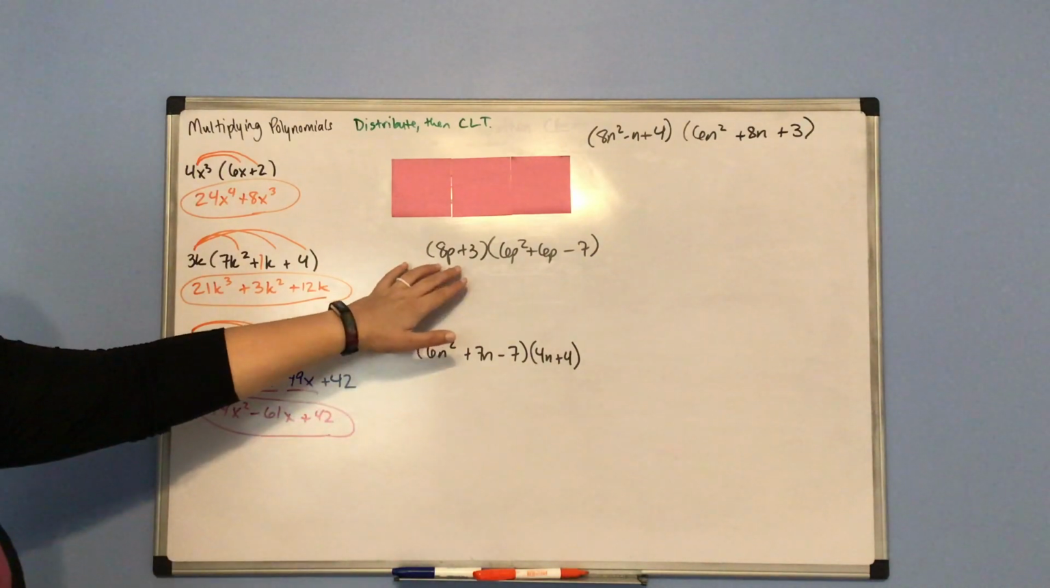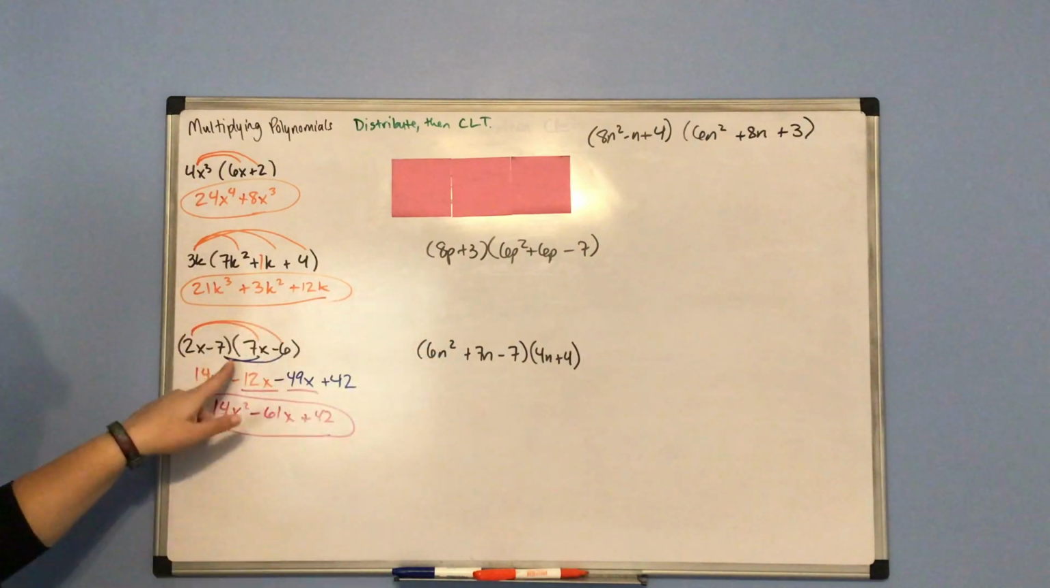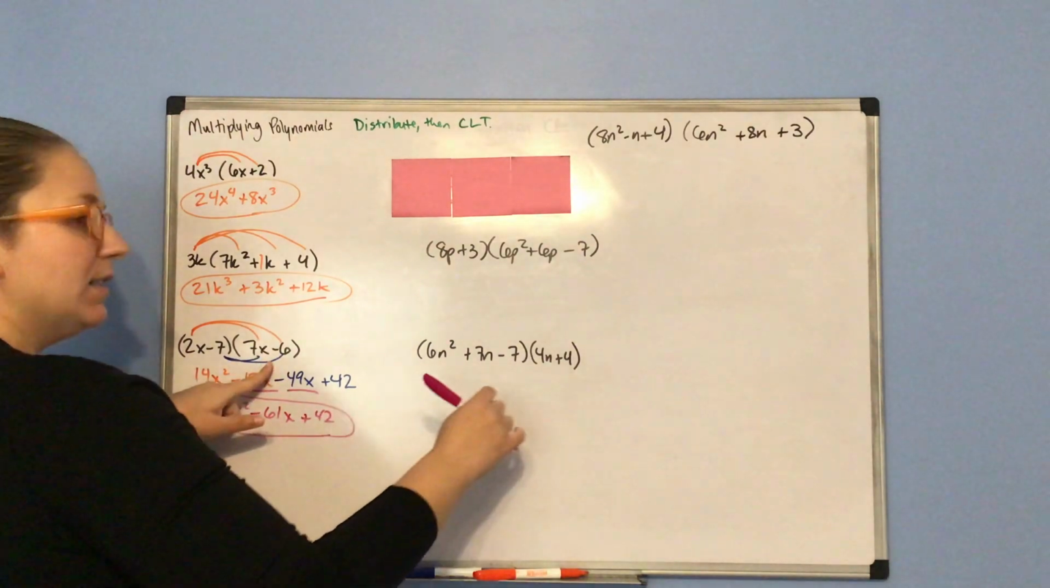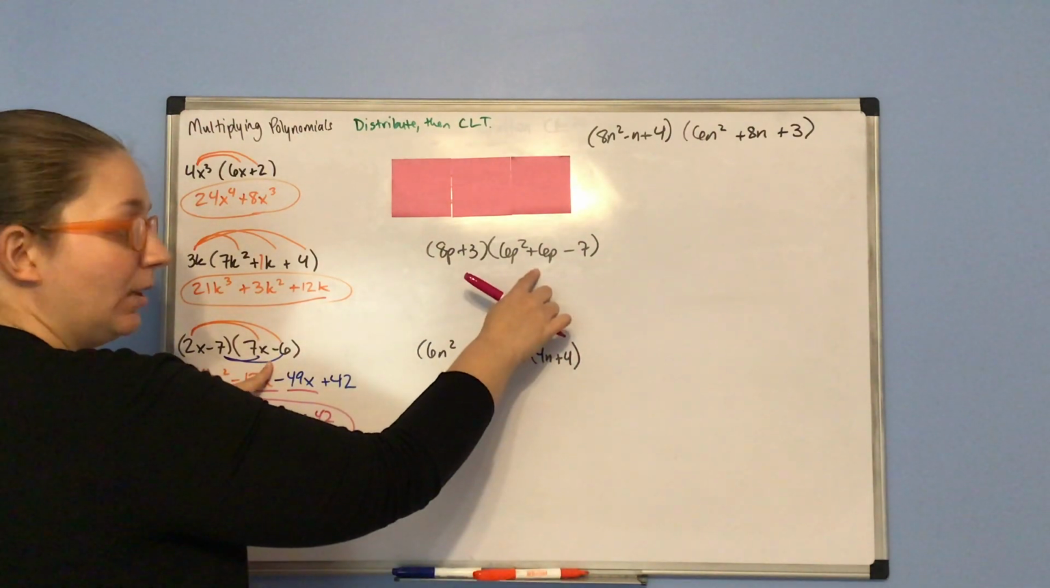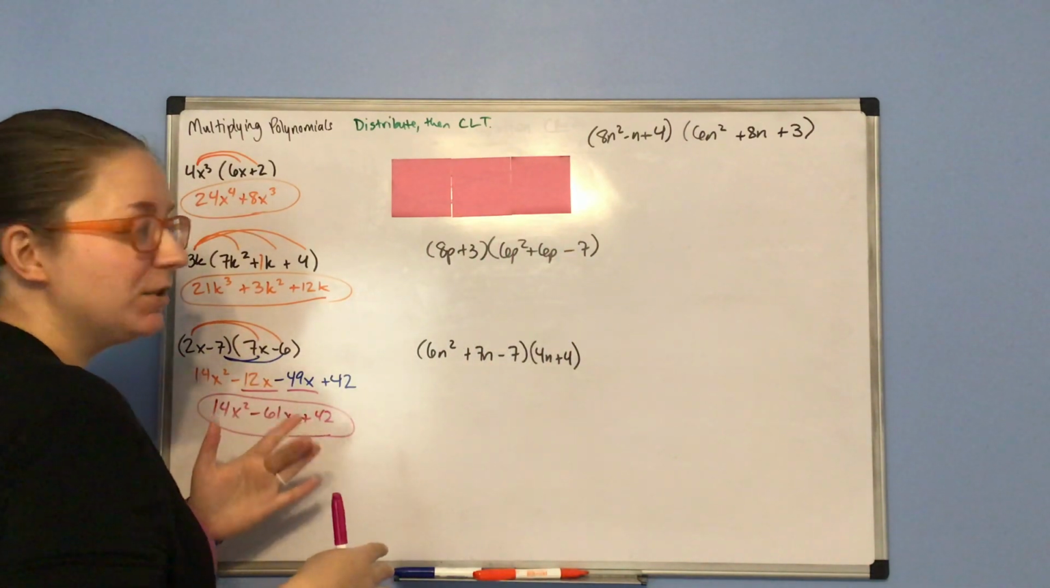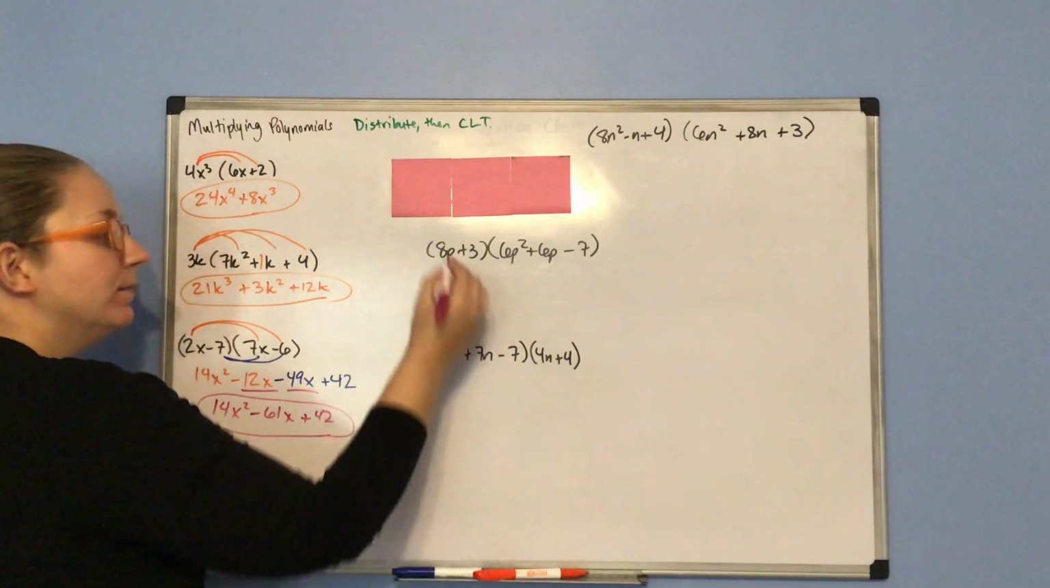Let's try this one. It's very, very similar. The only thing that's really a little different is that I have 2 terms in this second set of parentheses, but this one has 3. That just means I need to do more distributing, and then I'll probably have more like terms to combine when I get to that point.